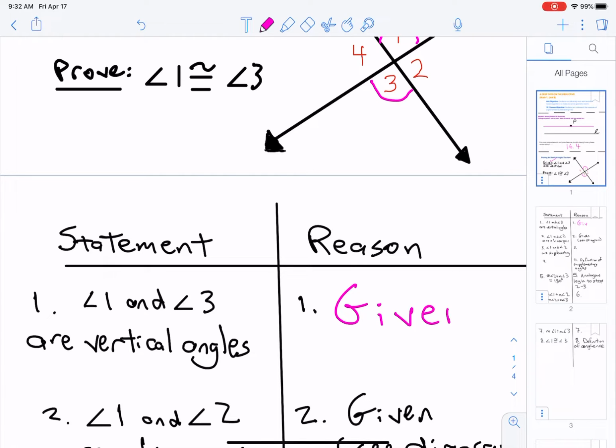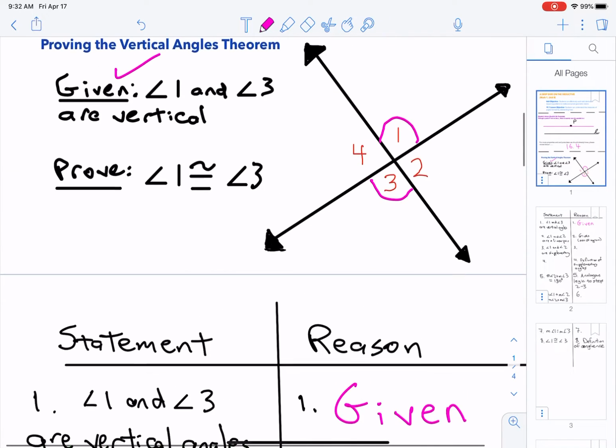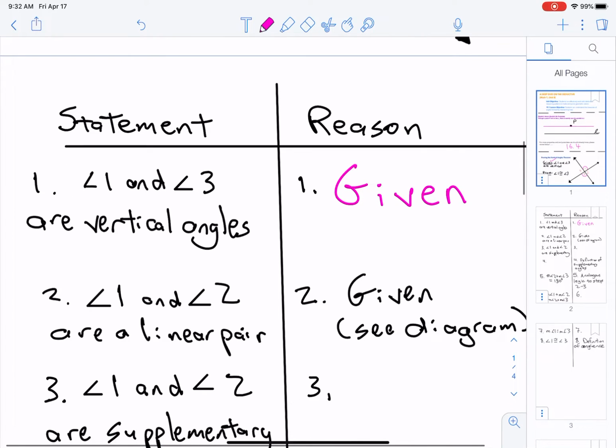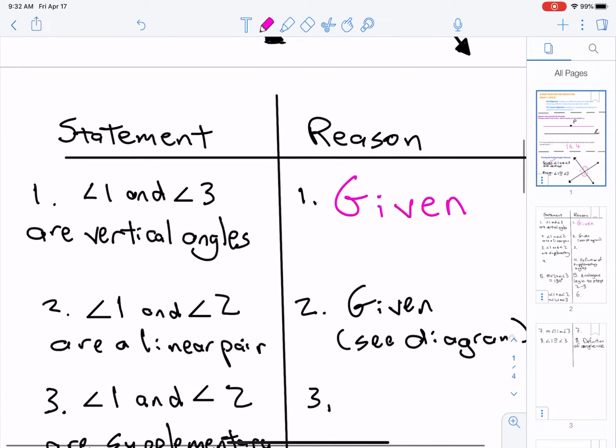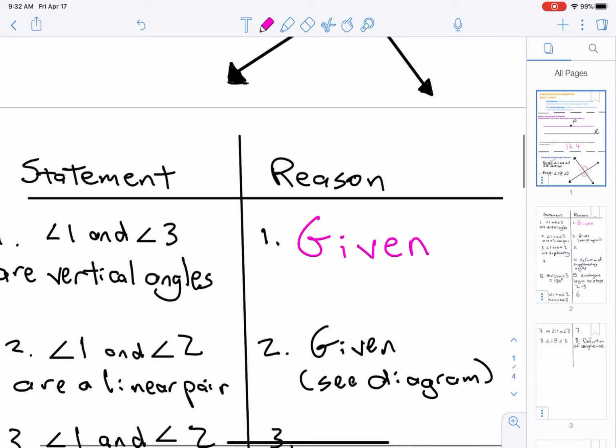This is called a 2-column proof. It's basically a T-chart to help us keep track of our logic. So that's given. We also know that angles 1 and 2 are what are called a linear pair.